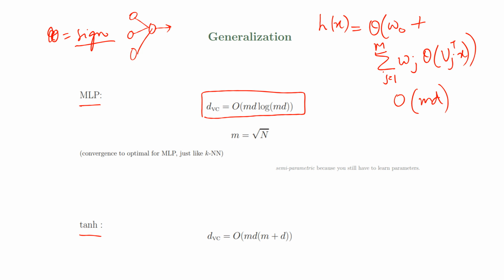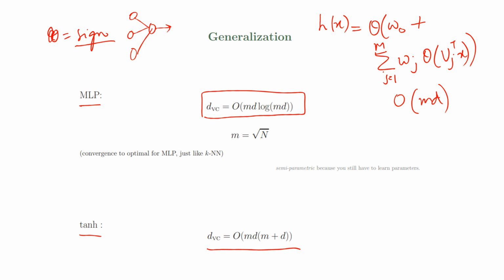All right, a quick overview. If we are using the tanh transform, then the VC dimension is of the order M times (M plus D), which is quadratic or even higher. That's because tanh is more powerful than the MLP. In fact, all the dichotomies that can be implemented by the MLP are included in tanh, so think of it as a superset of what the MLP can do. And of course, there are other more advanced functions as well.